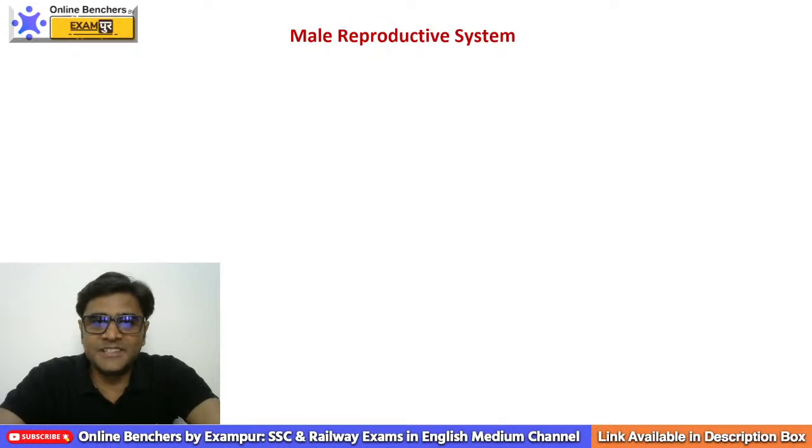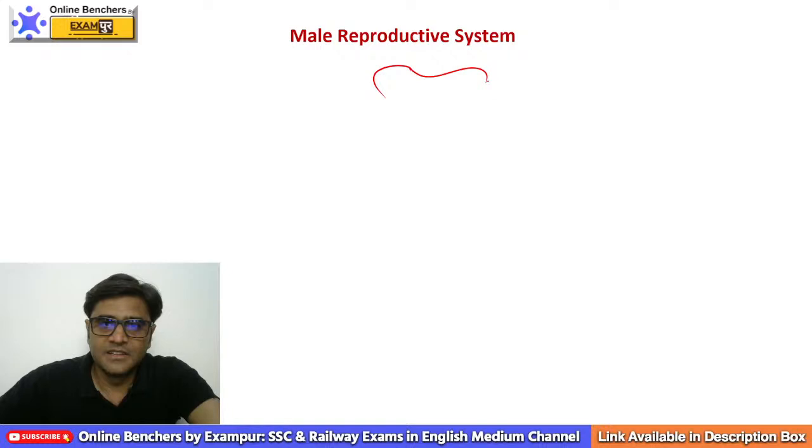Now we are going to discuss the male reproductive system. Let me draw a simple diagram of the male reproductive system. Then we will label the different parts and also discuss the functions of each and every part. So see, this is the urinary bladder, which is actually part of the excretory system.